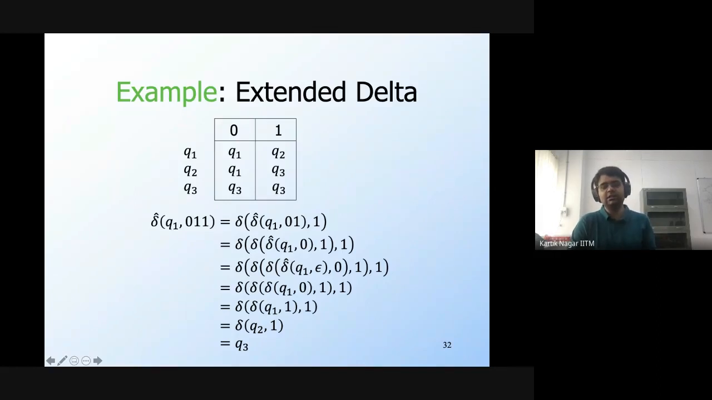You can do this on the diagram as well. Beginning from Q1, you follow a path which starts from Q1 and is labeled by 011, and you will also end up in the state Q3. So that's how we can determine how the DFA is going to process a given string using the extended delta function.